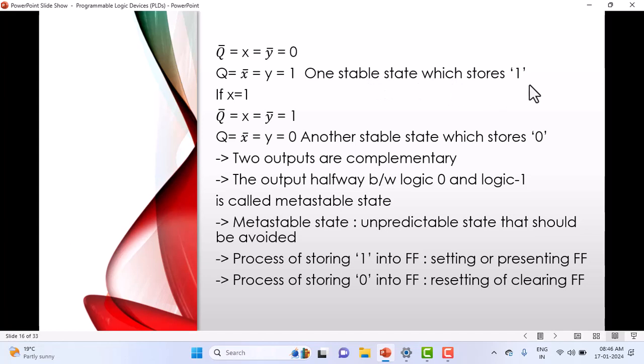It stores logic 1. And if you change x to 1, the state may change from, look here, we have the 0, 1 state here. The moment you change the input, the state changes from 1 and 0. This is called another stable state. That means you are seeing the same circuit in two states. In one state, the output remains as Q is 1, Q bar is 0. That's one state. In another state, Q is 0 and Q bar is 1. This is another state.